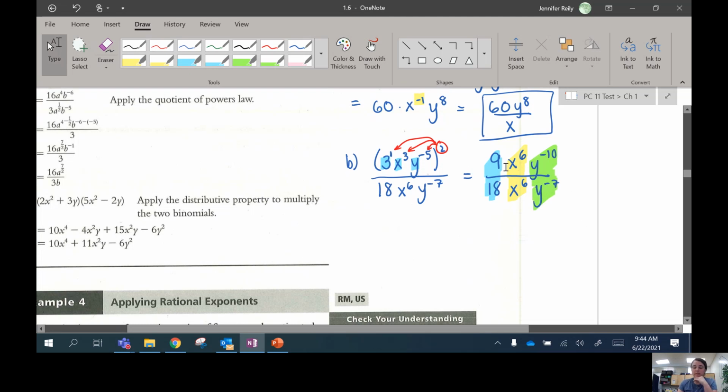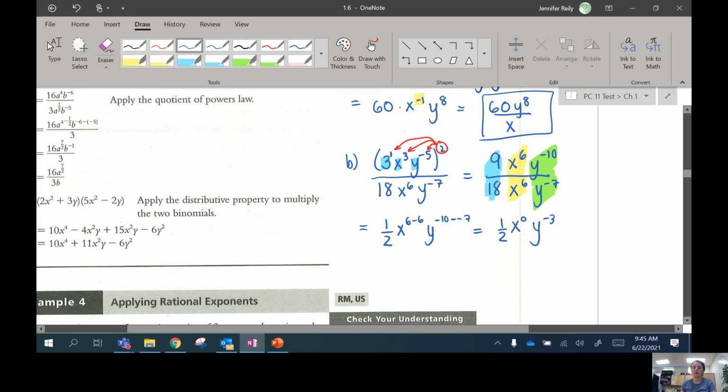So for this, the one highlighted in blue, there's no exponents to deal with. It's just simply a division. 9 divided by 18 is 1/2. So that's 1 over 2. It can be reduced to 1/2. And then for these ones, we're going to subtract the exponents because we're using the quotient rule. So this would be x to the 6 minus 6. And this would be y to the negative 10 minus negative 7. So we would get 1/2 x to the power of 0, y to the power of negative 3.